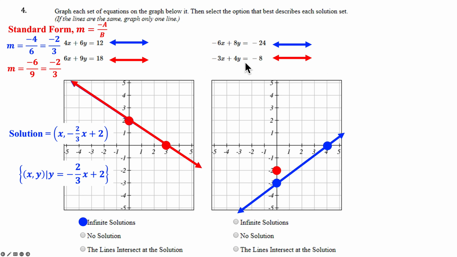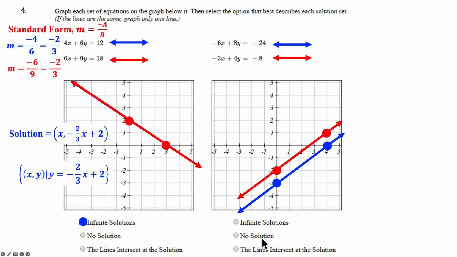That's super ugly. All right, so that 3 doesn't go into negative 8. Okay, so what do I need? I need my slope. Negative 3 is 3 over 4. So 1, 2, 3, up 3, 1, 2, 3, right 4. There's my point. There's my line.